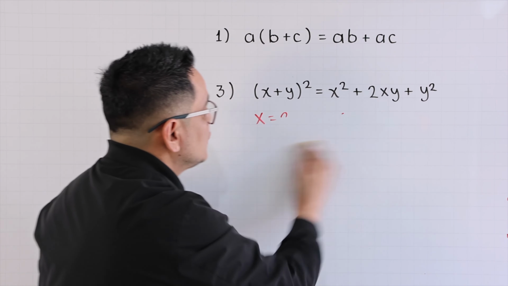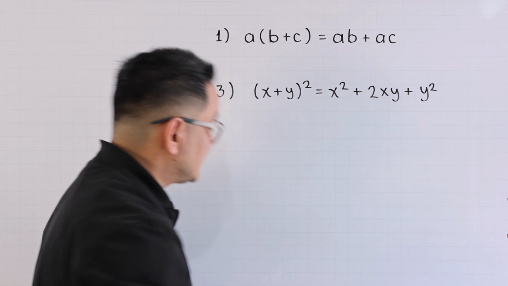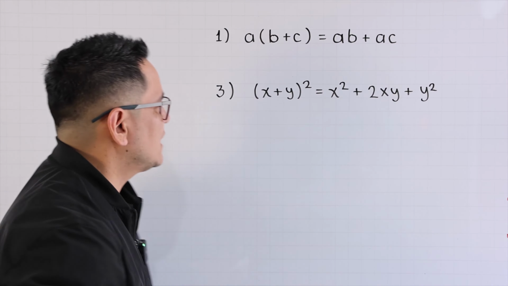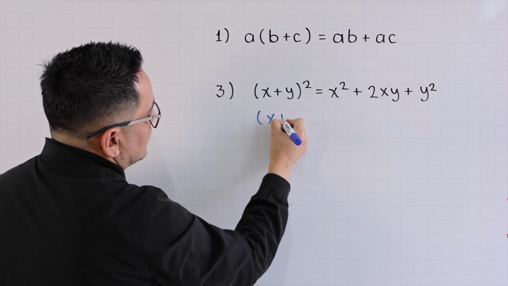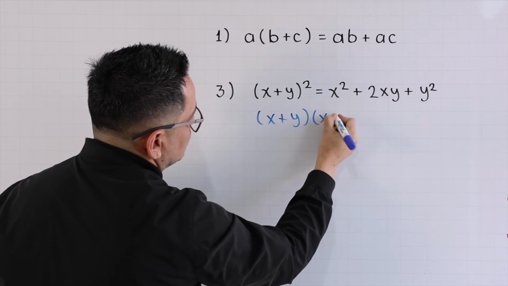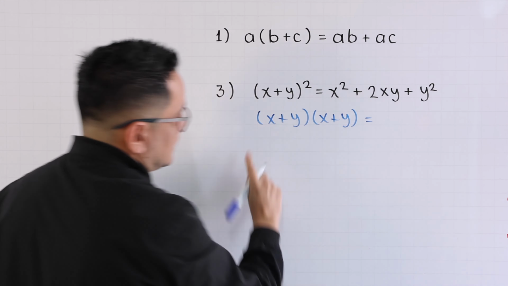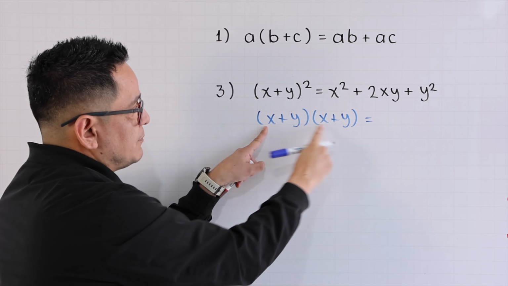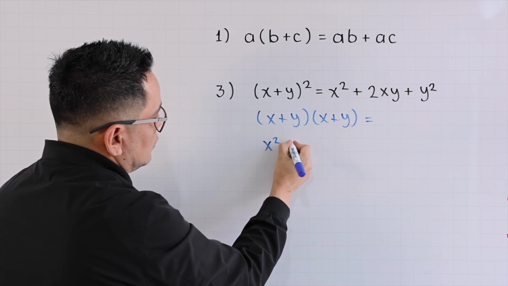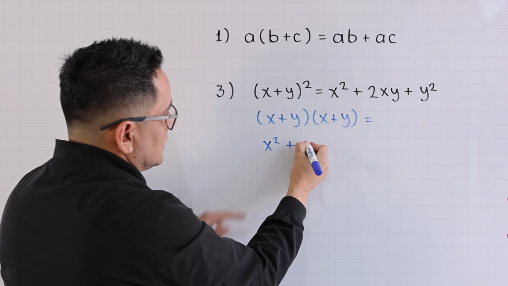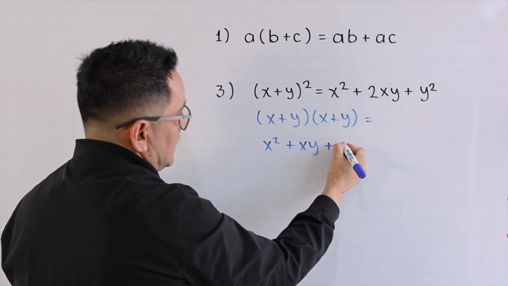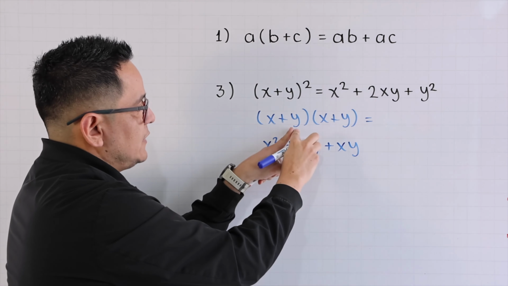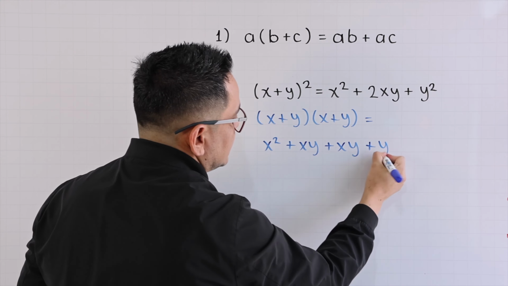Now, the second method, as we said, is simply to expand. So, let's expand (x plus y) squared. You'll agree with me that it's the same as x plus y times x plus y. So, let's go ahead. x times x equals x squared. Then plus x times y equals xy. Then plus y times x equals yx, which is the same as xy. And finally, y times y equals y squared.